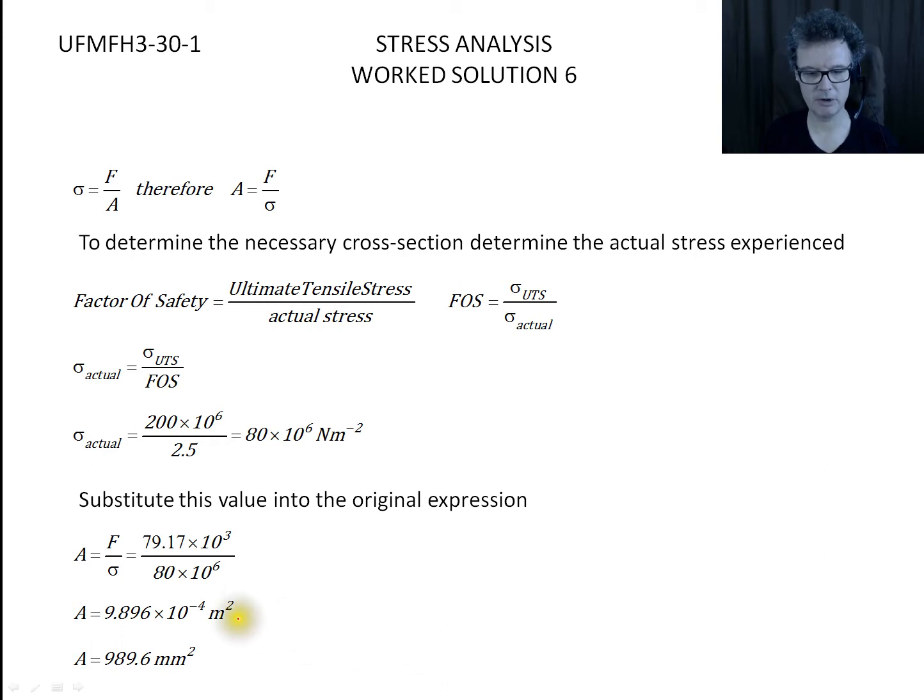So I can rewrite this in terms of meters squared as millimeters squared. So to do that, I would multiply it by 1,000 and then 1,000 again, because we've got meters squared. So 1 meter equals 1,000 millimeters, but I've got it squared, so we have to do it twice.